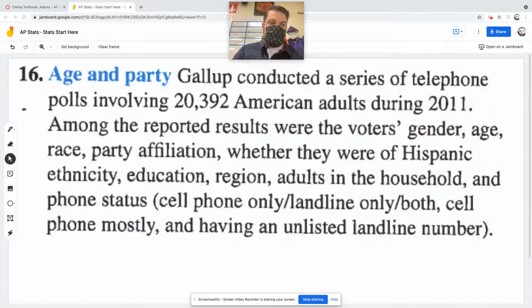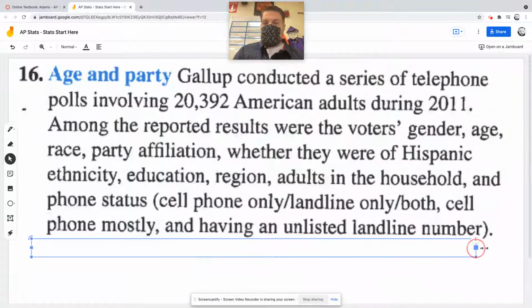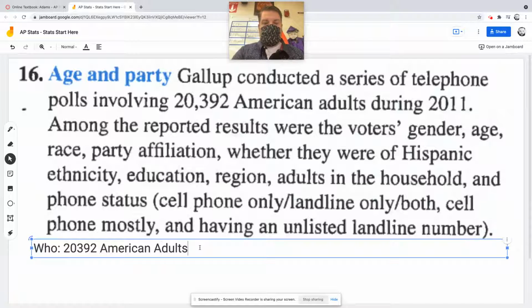So again, we're going to answer all these questions, right? So let's get to it. In this particular case, the who was what? 20,392 adults. Adults or American adults, I suppose. So we'll say American adults. Remember, this part is very specific.